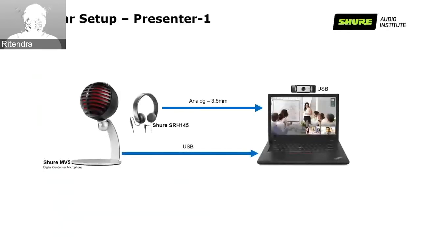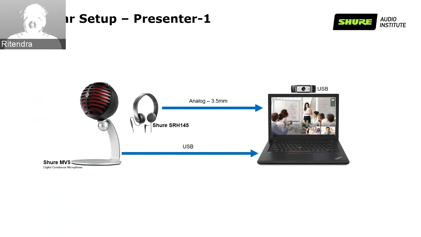As we always start with explaining the webinar setup, we are mostly working from home, so we have a home office setup. We are using Shure MV5, especially me. I'm using the Shure MV5 digital condenser microphone. It's connected with USB, just plug and play. And I'm using Shure SRH 145 headphones, which are connected with a 3.5mm jack. I have my webcam connected via USB.